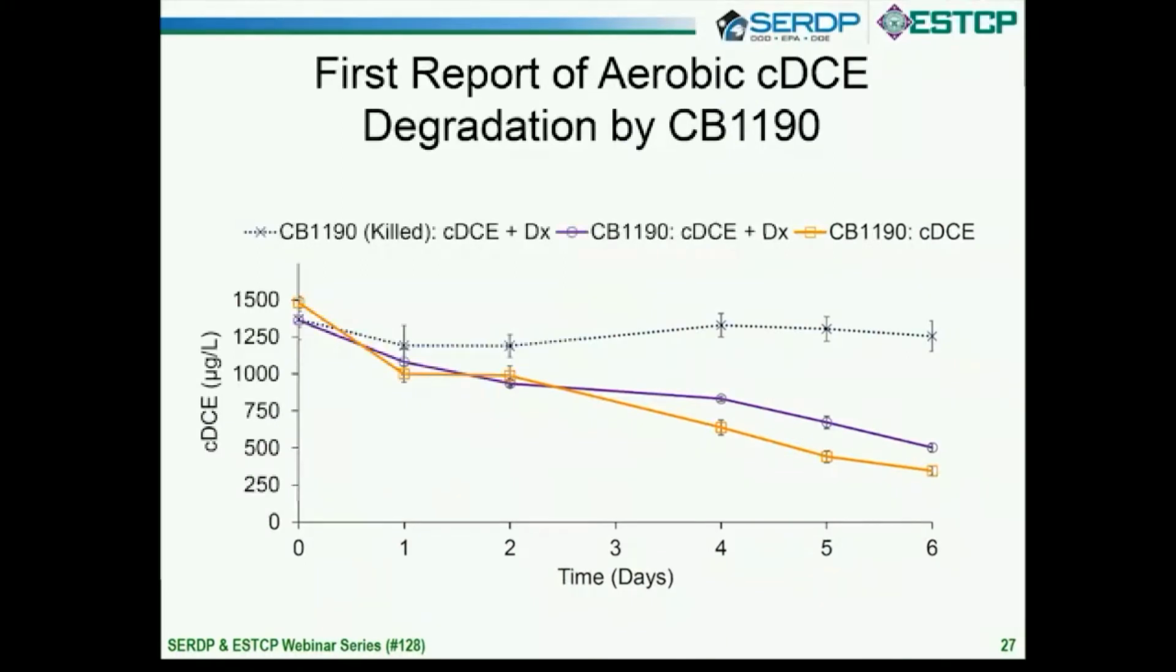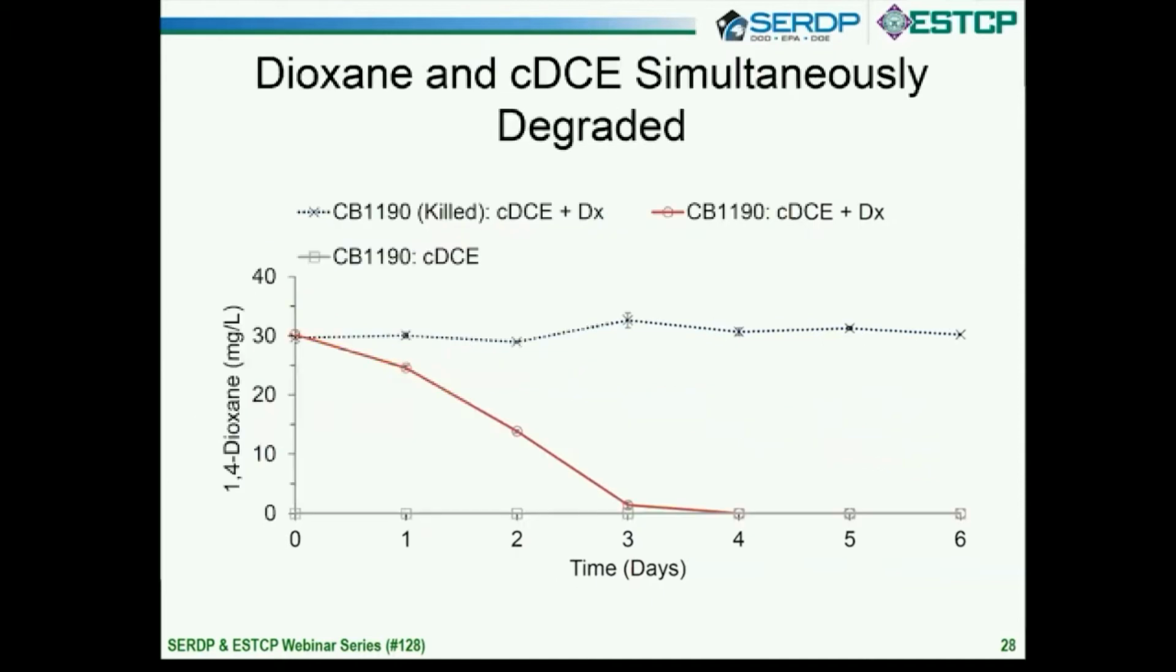It also incidentally happens to be the first report that CB1190 can biodegrade cis-DCE. And it's somewhat in contrast to previous work reported from my own lab, also funded by SERDP, in which cis-DCE was considered an inhibitor of dioxane degradation by CB1190. We now think the mechanism is a little more nuanced. It could be somewhat inhibition, but also competition for the monooxygenase enzyme. And whether dioxane is present or not, cis-DCE and dioxane can be simultaneously degraded by the pure culture of CB1190. That's a result that we are sharing.